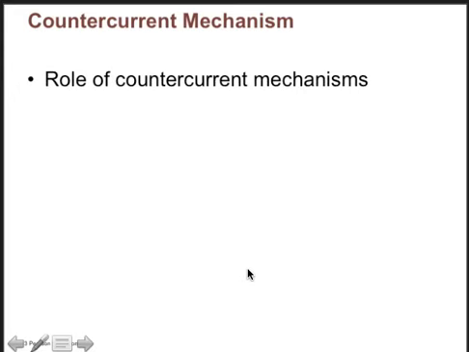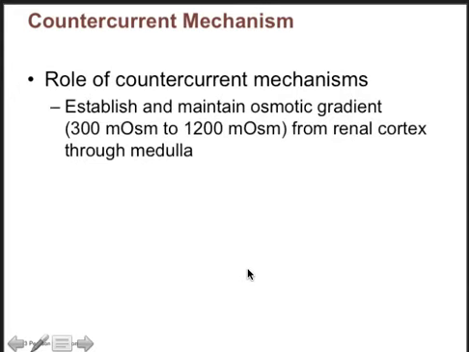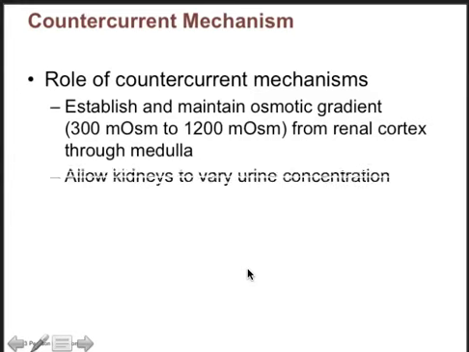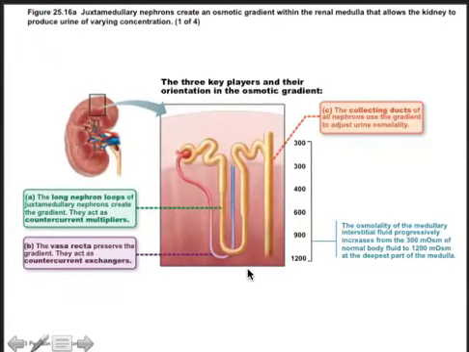So what is the role of the countercurrent mechanism? It's to establish and maintain an osmotic gradient from the renal cortex through the medulla. It allows the kidneys to vary the urine concentration as well. And so what you're looking at here is a diagram that shows you how the osmolarity of the filtrate changes as we move from the cortex deep into the medulla and then back up into the cortex again.